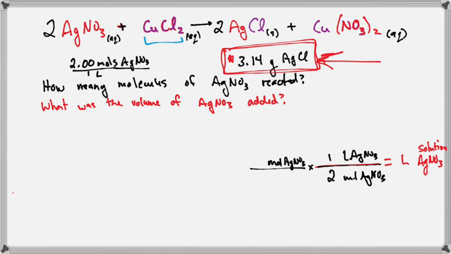I could relate it to the moles of silver chloride. I could relate it to grams of silver nitrate. I could relate it to molecules of silver nitrate. All this is about is trying to recognize your given information. How can you pair through? What other things can you potentially bring in?